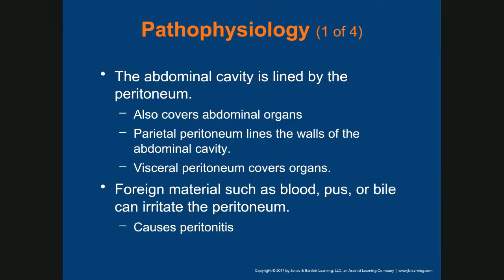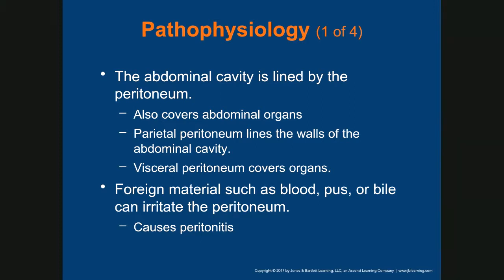All right, so we have reviewed the anatomy and physiology. Let's look at the pathophysiology. The abdominal cavity is lined by the peritoneum, which also covers abdominal organs, and it has two layers. You have the parietal peritoneum, which lines the wall of the abdominal cavity itself, and the visceral peritoneum that lines the organs themselves.